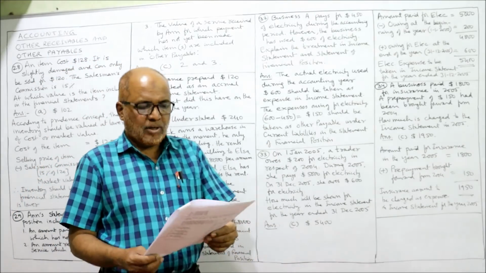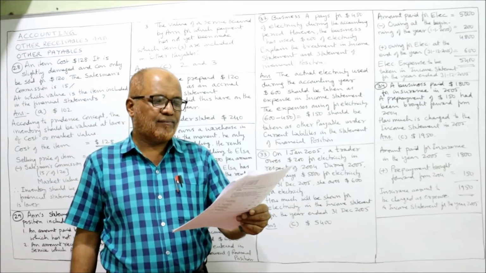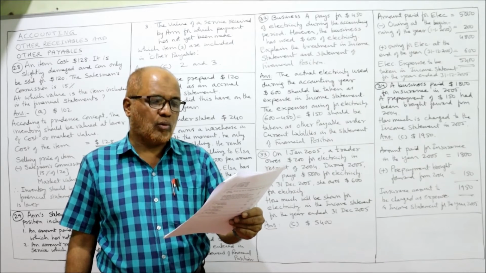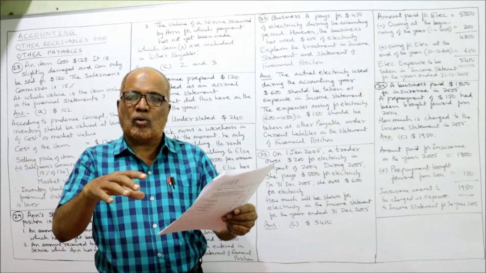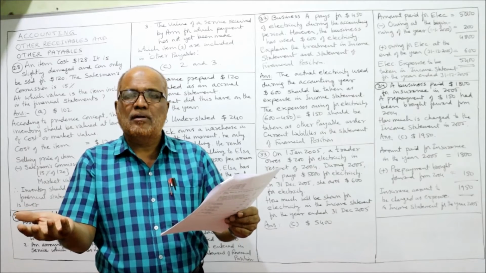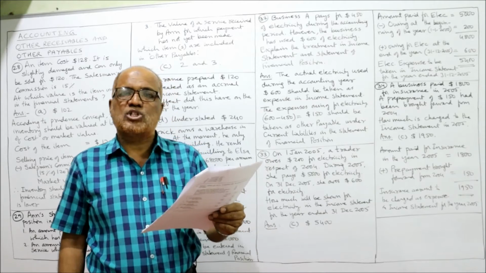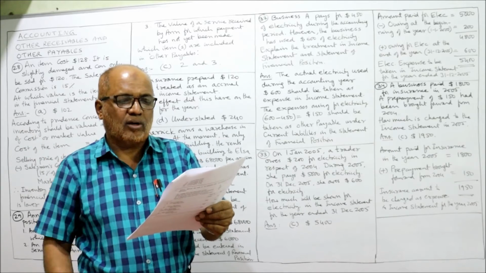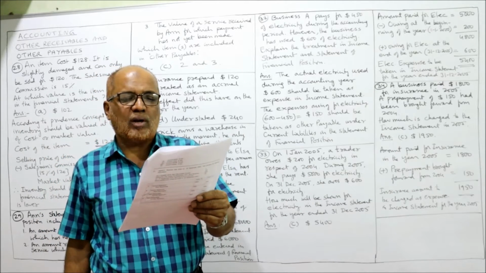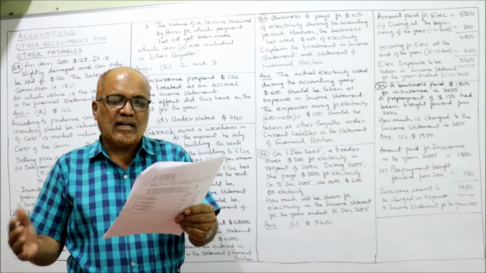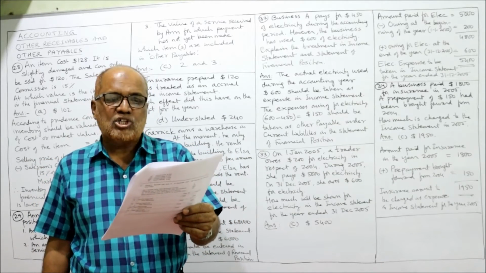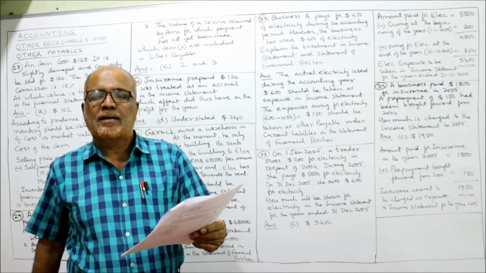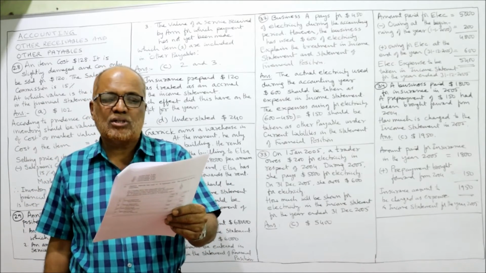Now 33. On 1st January 2005, a trader owes $200 for electricity in respect of 2004. That means during 2004, the electricity bill was not paid. How much is due? $200 was due. So at the beginning of the current year 2005, electricity owing is $200. She pays $5,000 for electricity during the year. And on 31st December 2005, end of the year, she owes $600 for electricity. So at the end of the current year, the amount still payable for electricity is $600.